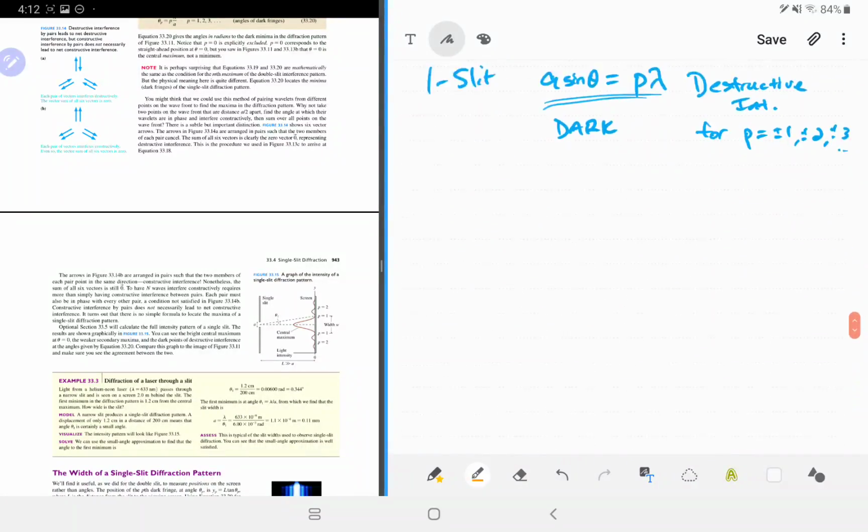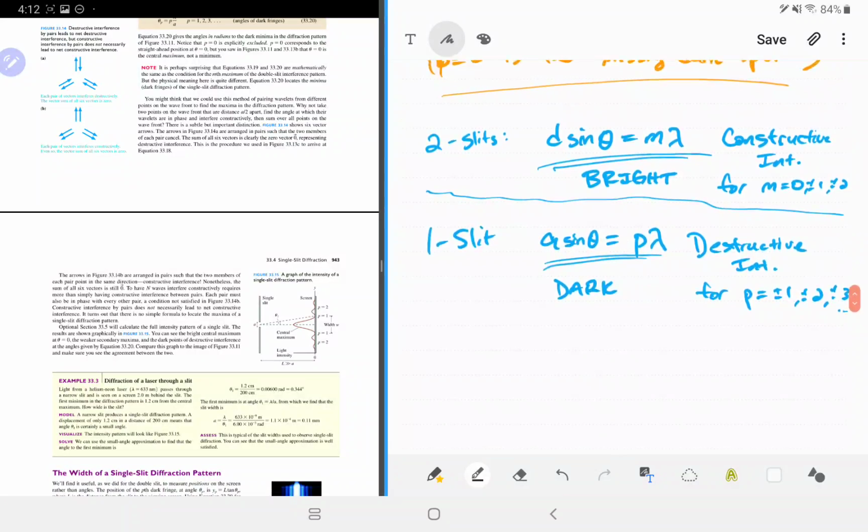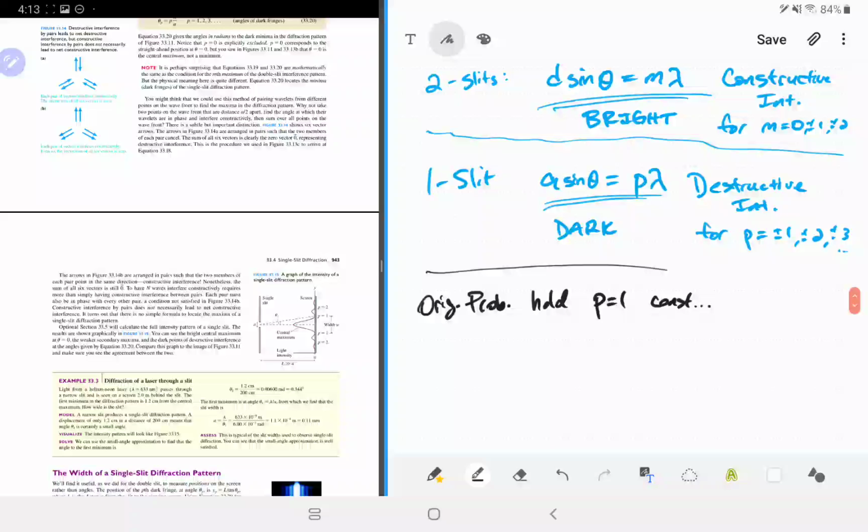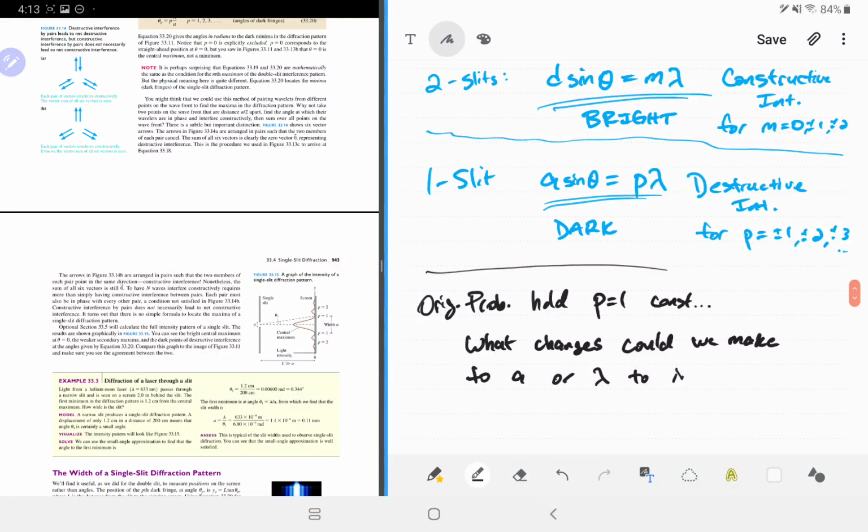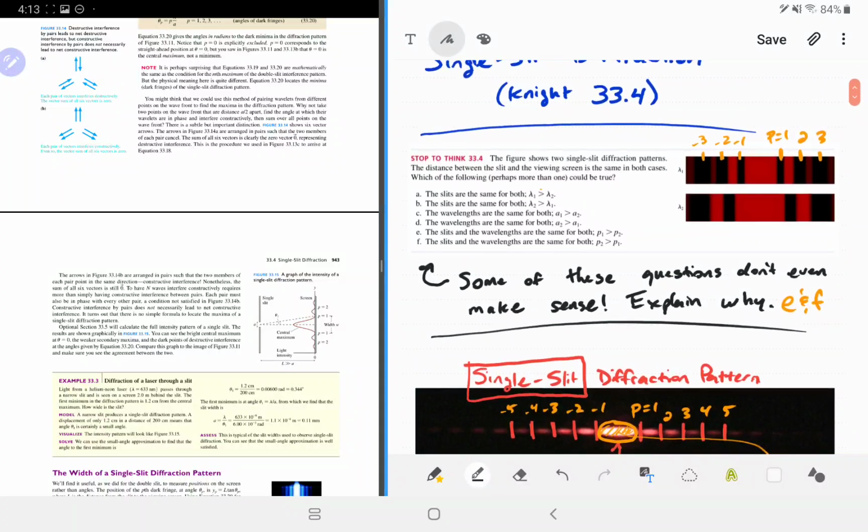Okay, so let's go back. So we want to be able to answer the original problem here. So the original problem at the beginning of the video. So we're going to hold P equals 1 constant. So in other words, we're just going to look at the first dark spot relative to the center. What changes could we make to A or lambda to increase theta? That's exactly what the problem is saying at the beginning. It's saying that from 1 to 2, we have spread out the diffraction pattern, right? We've increased theta. So how did we do that?